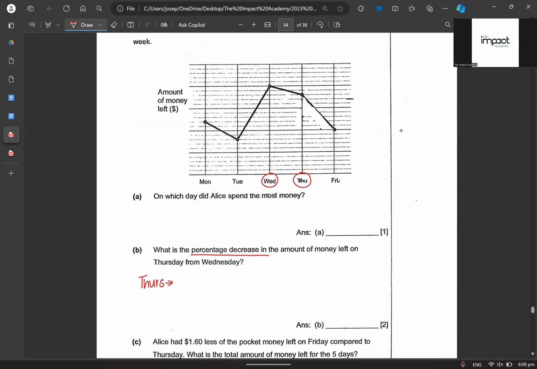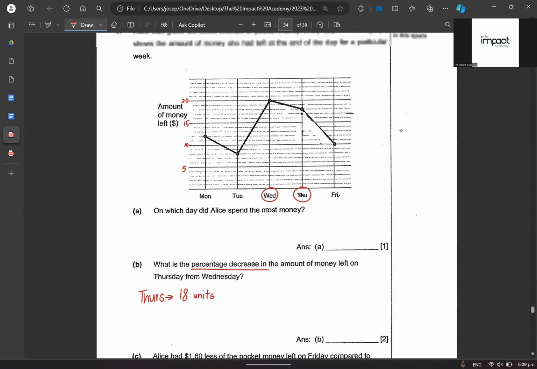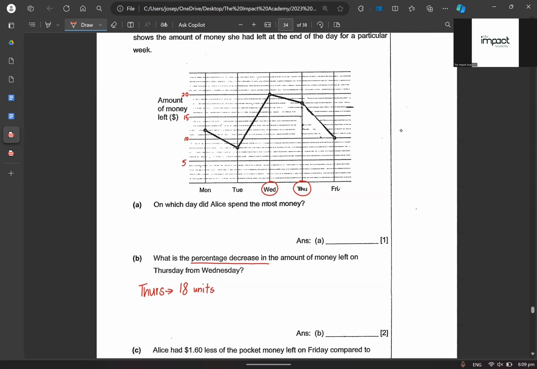Thursday is how many units? Let's see. 0, 1, 2, 3, 4, 5. So 5, 10, 15, 20. Correct or not? So I agree with you, it's 18. Very good. So Thursday is 18 units. Or in fact, you can say $18, but again, we don't know whether it's $1 or everything. Then never mind, we'll just put 18 units first. Wednesday is how many units? 20 units. Very good.